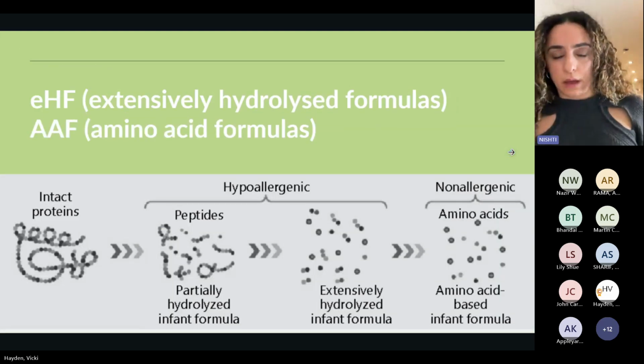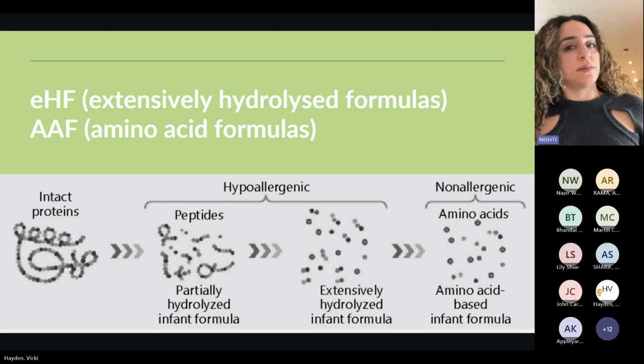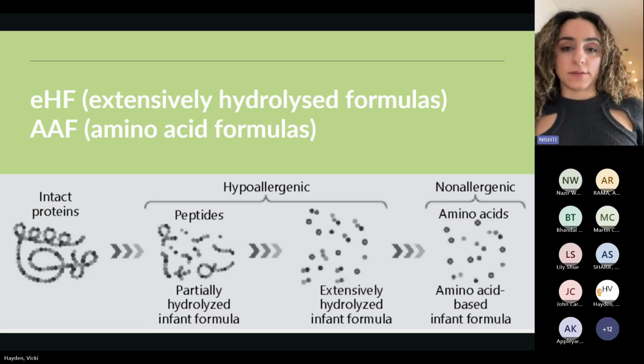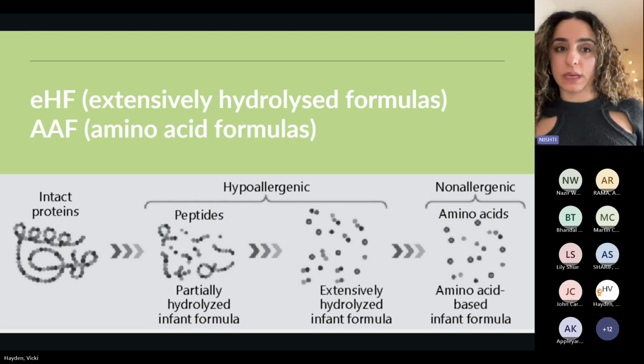Because I'm sure you're probably all aware that extensively hydrolyzed formulas still contain cow's milk, but the protein has been broken down into smaller peptides, whereas amino acid formulas are completely free from cow's milk because you only have the amino acids. And amino acid formulas are usually, well, they are all lactose free, whereas extensively hydrolyzed formulas, some contain lactose and some don't. And this is where it can get a bit confusing.